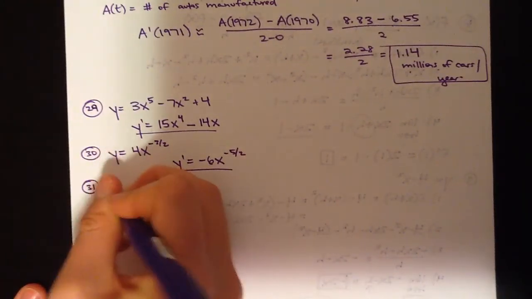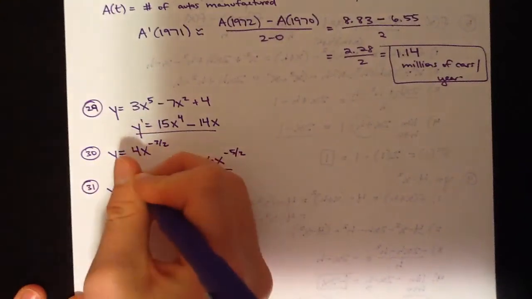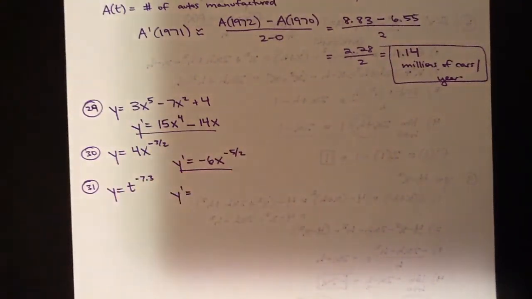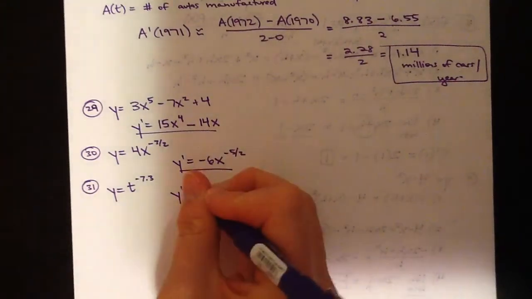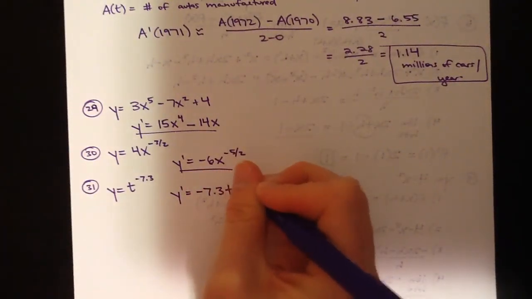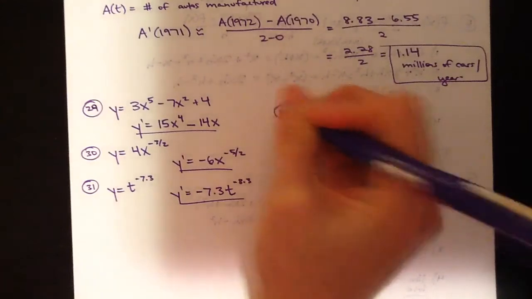31, I have something very similar, t to the negative 7.3. So they're just throwing in a decimal just to show you that the power rule works no matter what. So the negative 7.3 comes out front as our new coefficient, and then I subtract 1 from the old power, so now my power is a negative 8.3. Let's sneak some more in this blank spot here.